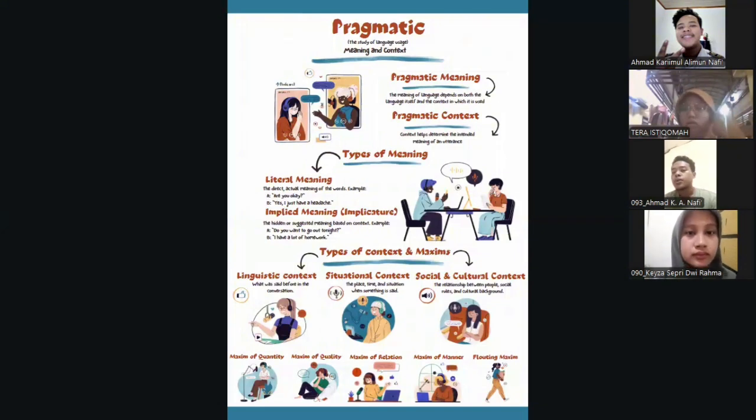First, I'm going to explain the maxim of quantity. This one is about giving the right amount of information. Don't say too much and don't say too little. For example, if someone asks, where's the library? And you say it's on the second floor. That's enough. You don't need to give a full building tour.